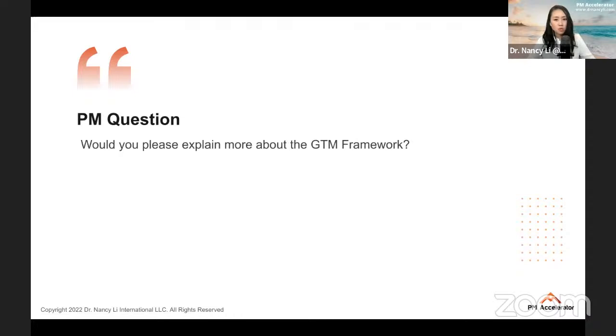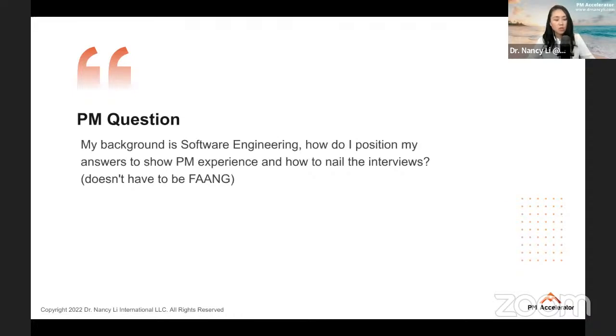Oh, did I skip questions? The GTM framework, we answered this question. Next question. My background is in software engineering. How do I position my answer to show PM experience and how to nail the interviews?